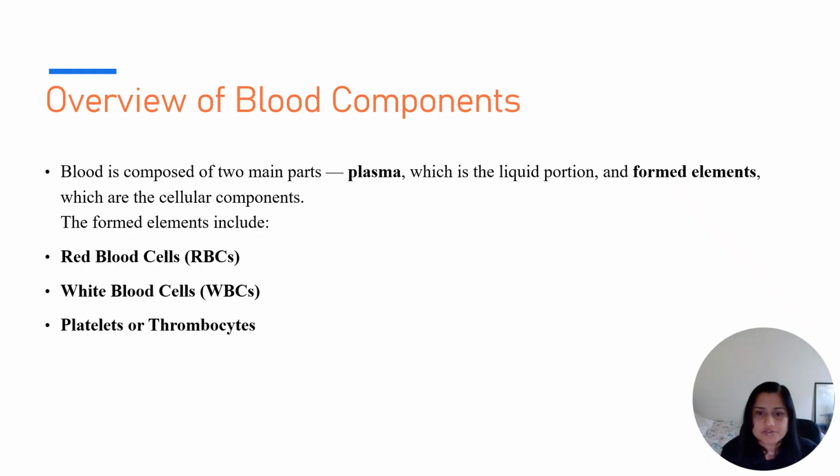Blood is composed of two main parts: the liquid part, called the plasma, and the formed elements, which are the cellular components. The formed elements include three types of cells. The first one is red blood cells or RBCs, then white blood cells or WBCs, and platelets or thrombocytes.